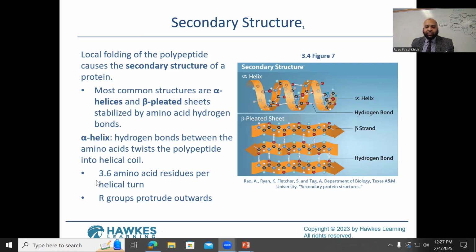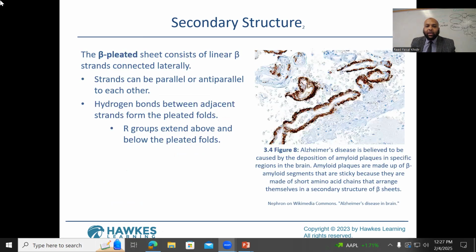There are 3.6 amino acid residues per helical turn. Now, an example of a secondary structure is the beta pleated sheets. The beta pleated sheets consist of linear beta strands that are connected laterally. Strands can be parallel or anti-parallel to each other.